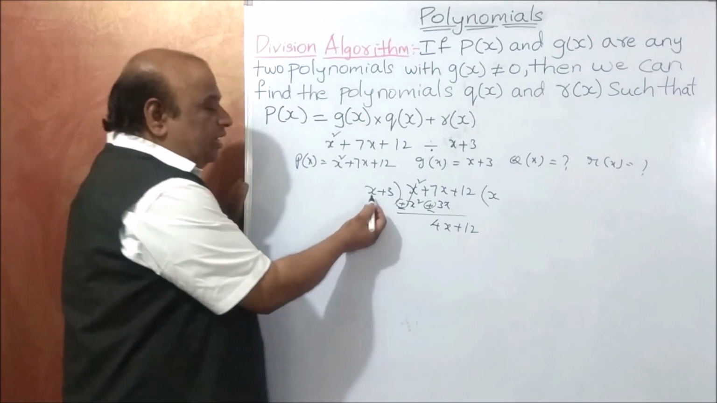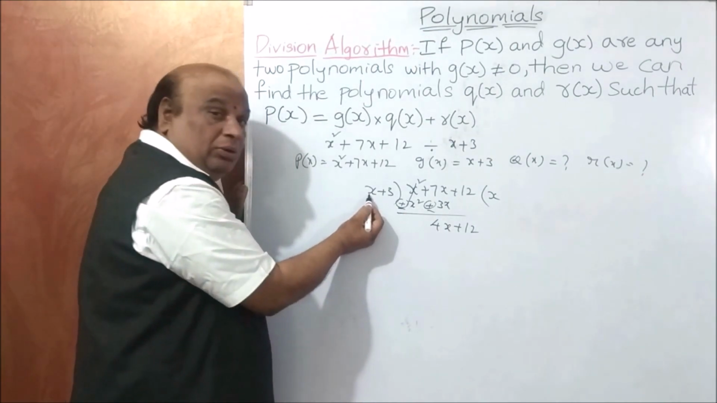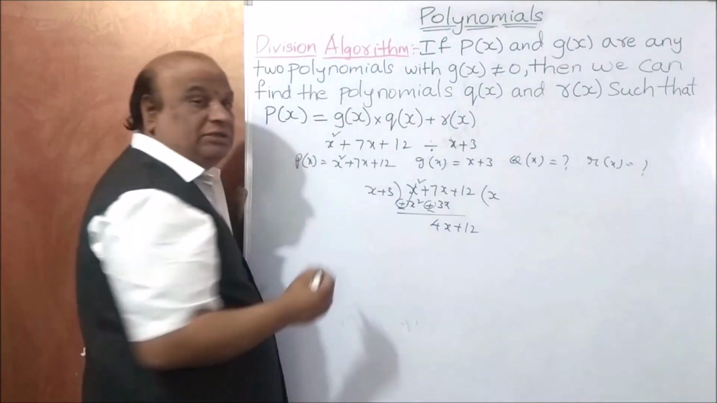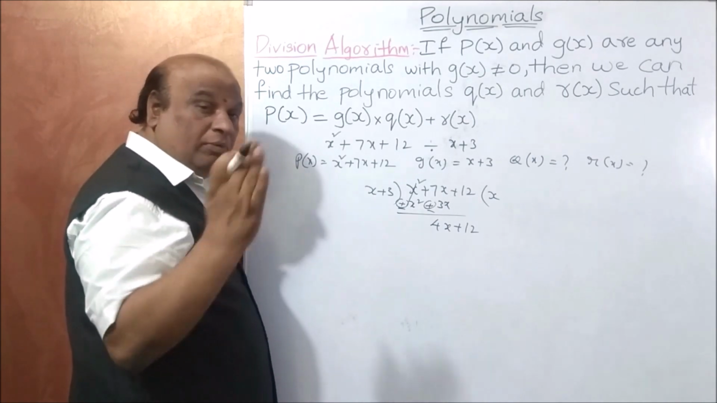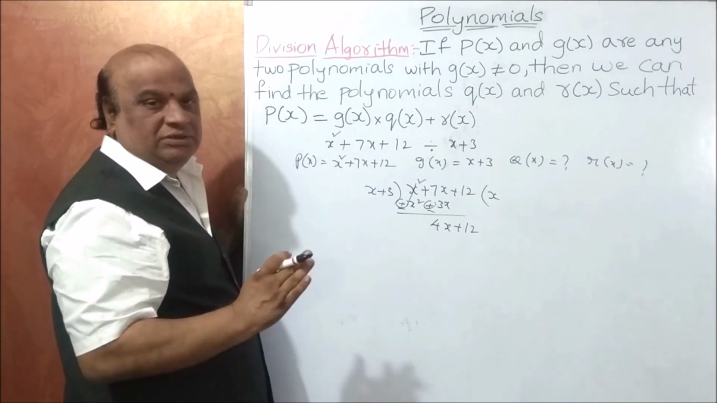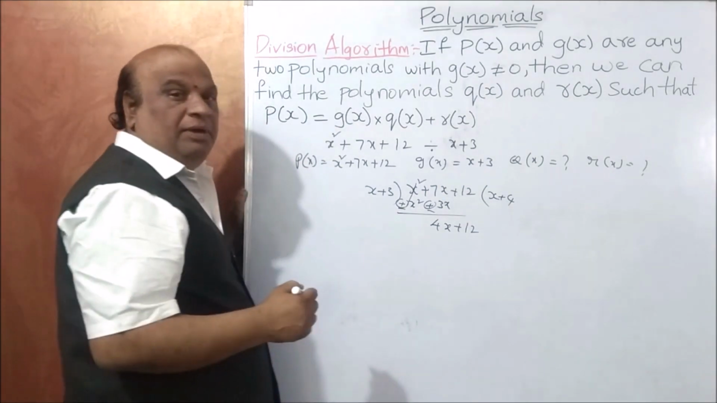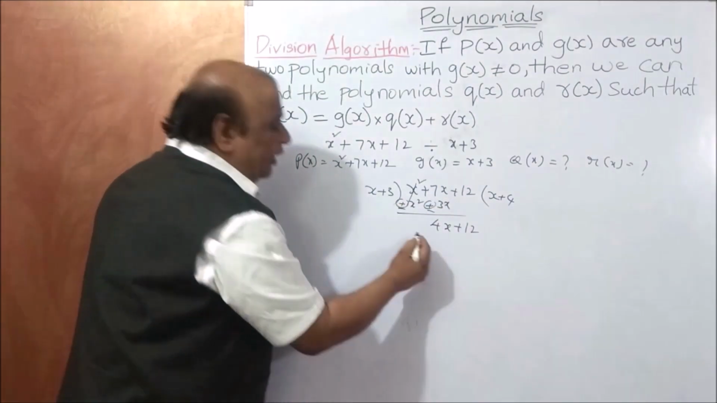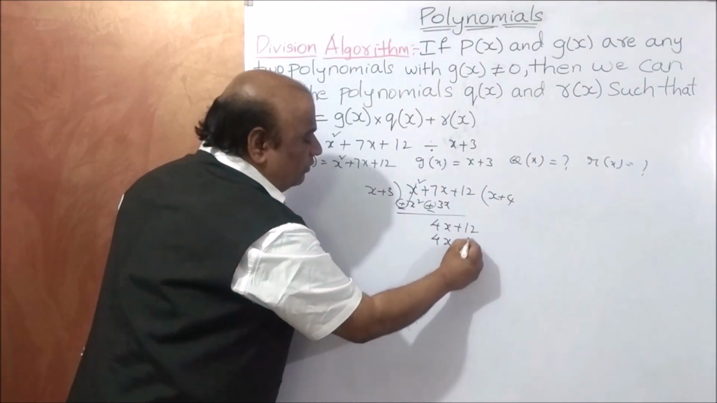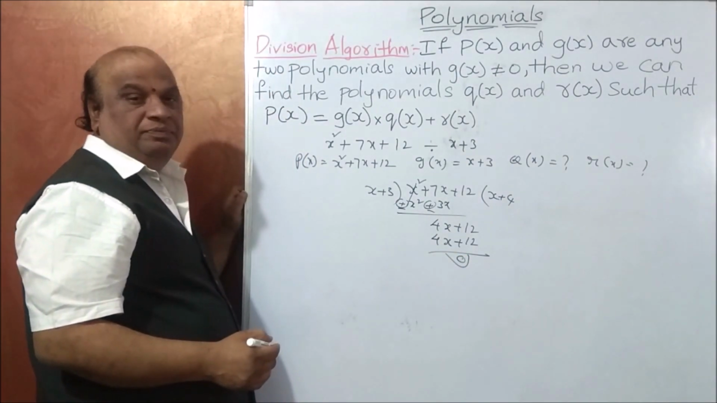Here x plus 3, now 4x, we want 4x. Remember carefully, this is very important: x into how much is 4x? It is x into 4 is 4x. So that's why you should take plus 4. Now 4 into x, 4x. 4 3s are 12. Now we are getting remainder 0.